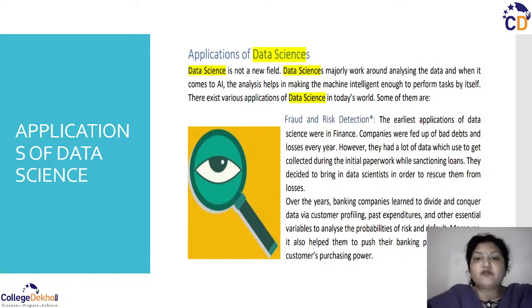One of the most widely used applications of data sciences is in fraud and risk detection. Like you have seen, over the years, banking companies have learned to divide and conquer data via what? Customer profiling, past expenditures, and essential variables to analyze the probabilities of risk and default. Right. Moreover, it has also helped them to push their banking products based on the customer's purchasing power.